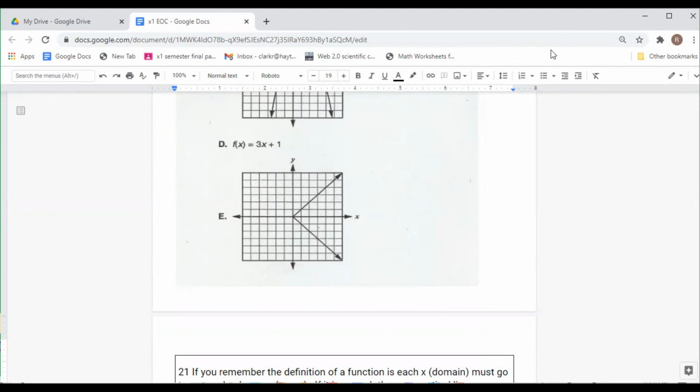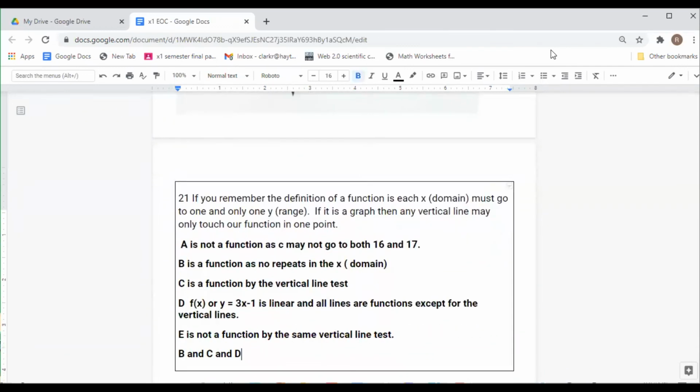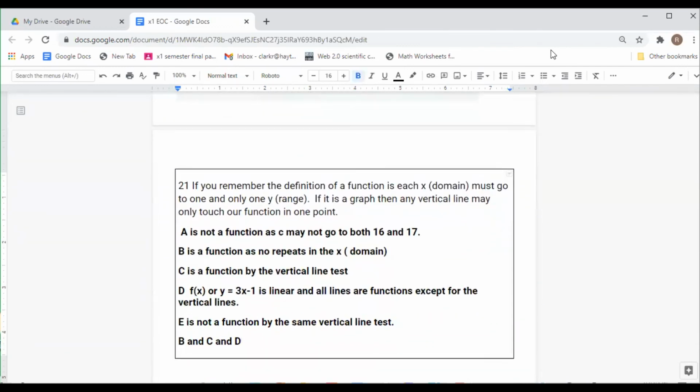D. Y equals, or f of x equals 3x plus 1. Does it have a slope? What's in front of x? 3. What's the intercept? 0, 1. And all lines, except for the straight up and down ones, are functions. So D is a function. And E would not be a function, because when you take your ruler, you can put it straight down. You can go through 2 lines at once. So E is not a function. So the right answers there would be B is a function, C is a function, and D is a function.